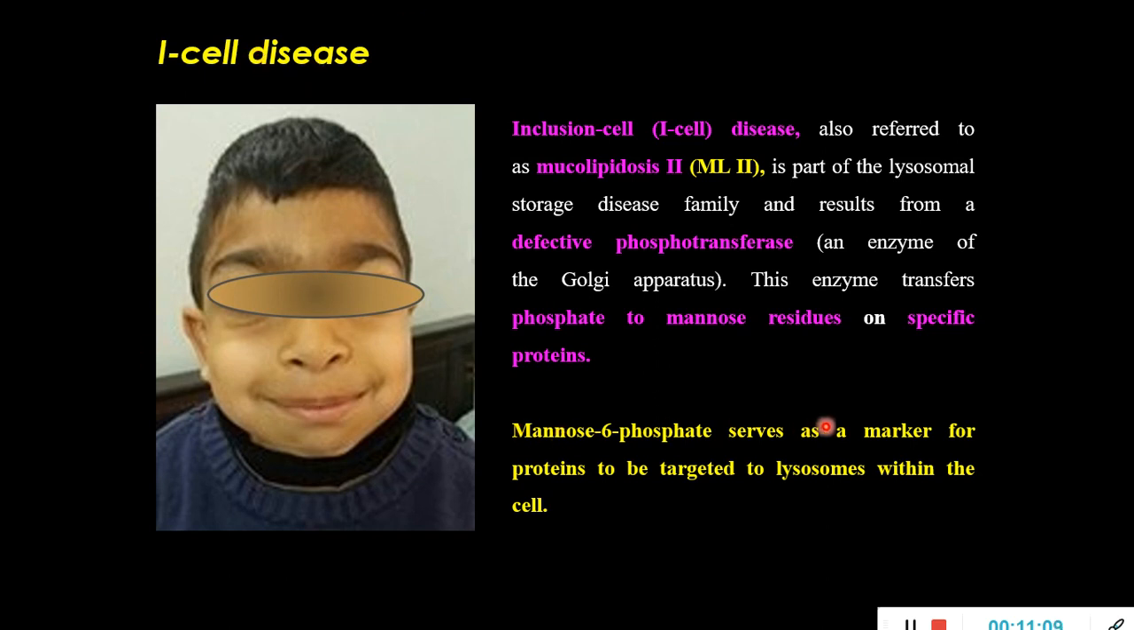So mannose 6-phosphate serves as a marker for the protein to be targeted to the lysosome within the cell. That's why we say that inclusion cell disease is a rare condition due to the absence of certain hydrolases and a defect in protein targeting, because proteins cannot enter the lysosome as the enzymes cannot reach the lysosome. Resultantly, a clinical manifestation can be seen, which is known as I-cell disease.